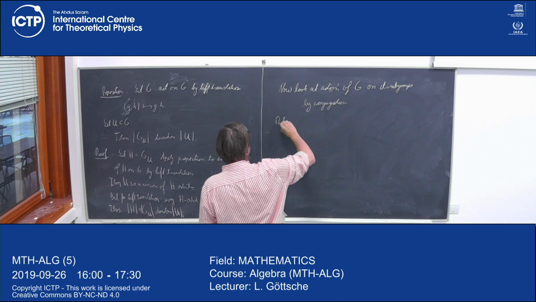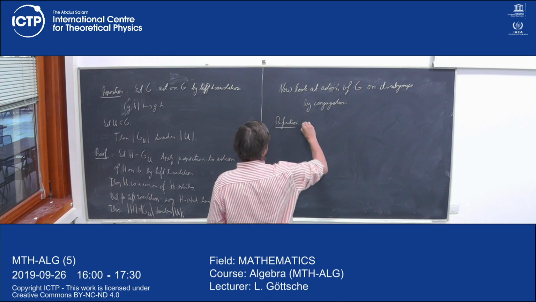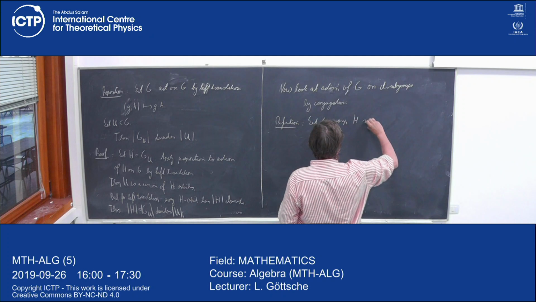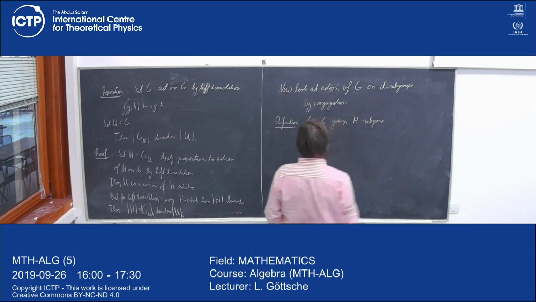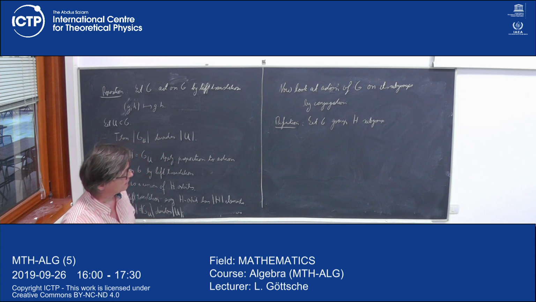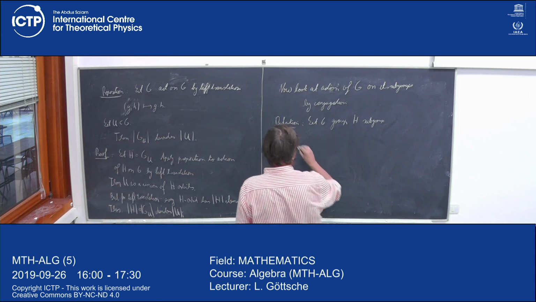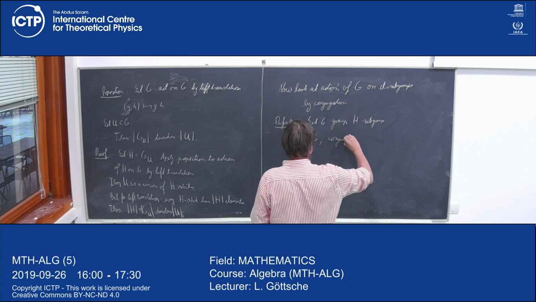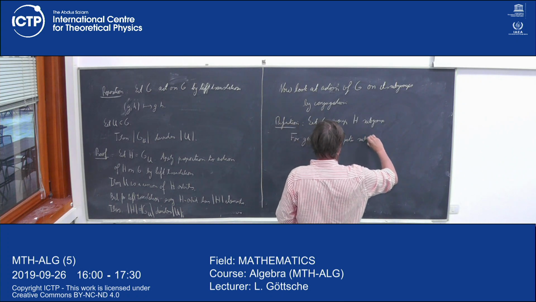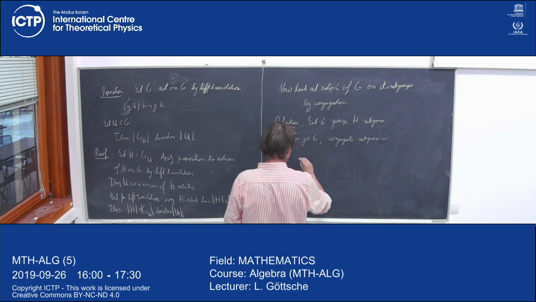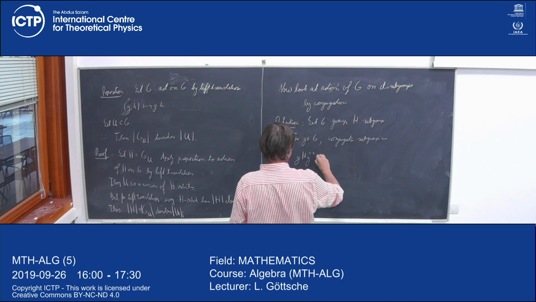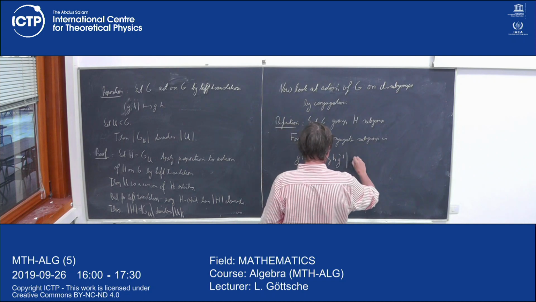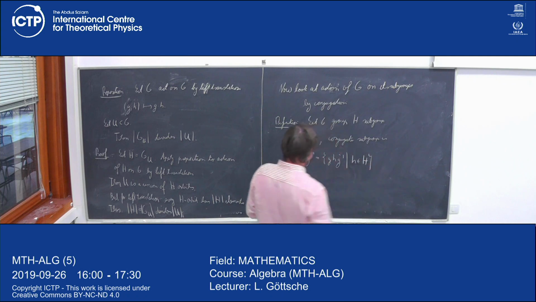So if G is a group and H is a subgroup, then we can conjugate with an element in G. So for g in G, the conjugate subgroup, as we know, is gHg to the minus 1, which is just the usual thing. And this is a subgroup.